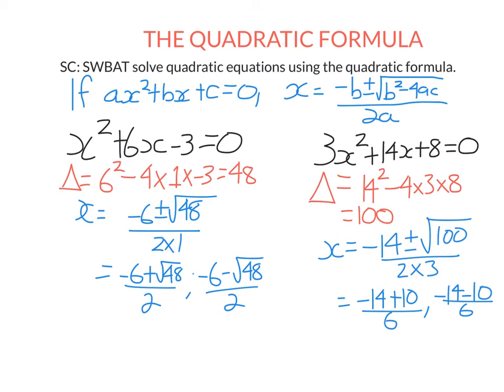Minus 14 plus 10 over 6 gives us minus 2/3. That's rational because it's a fraction. And then minus 14 minus 10 over 6 gives us a solution of minus 4. And then we're done. Make sure you always use the discriminant first, just to check if there are any solutions and because it makes it a lot easier to put in your calculator.